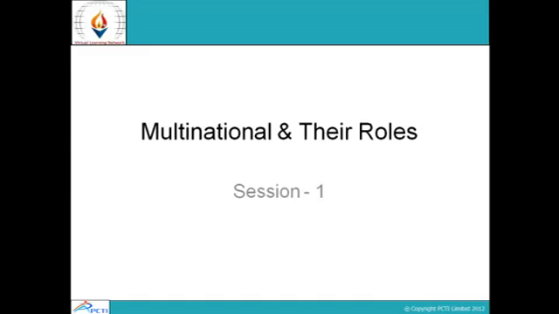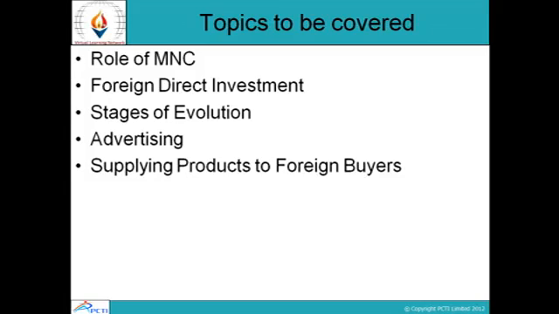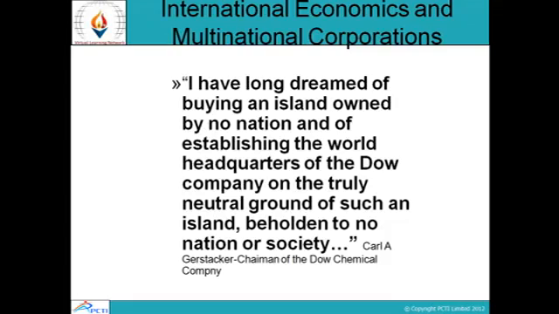This is session number 1 on multinationals and their roles. The topics to be covered in this session are the role of MNC, foreign direct investment, stages of evolution, advertising, supplying products to foreign buyers.